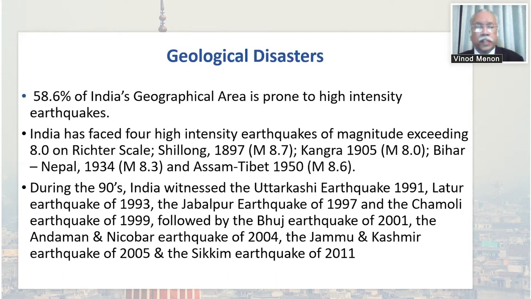is prone to high-intensity earthquakes. So we have 739 districts in the country, 36 states and union territories, and out of these 739 districts in the country, we have more than 222 districts which are in Zone 5 and Zone 4, which actually has a large number of people who are staying in these earthquake-prone districts.